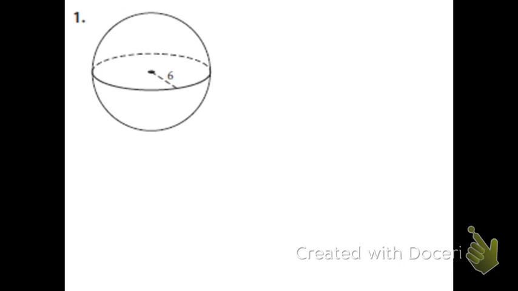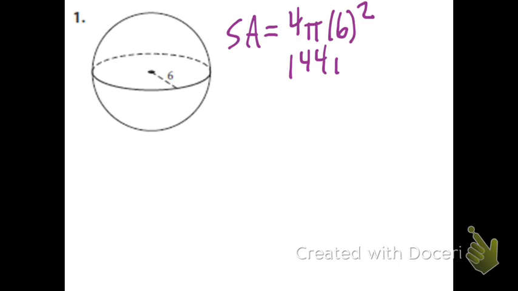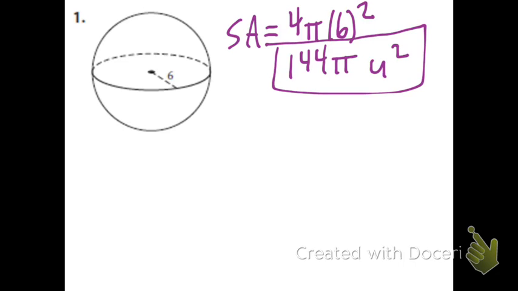So let's find the surface area and volume of the sphere. It's given pretty clearly that the radius of the sphere is 6. So the surface area is going to be 4 pi r squared. That's going to be 4 times 36, which is 144 pi. And there's no units here, but since it's a surface area, that would be in square units. So if that was 6 inches, the surface area would be 144 pi square inches.